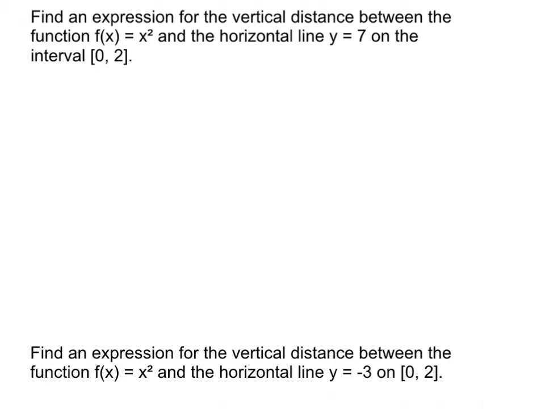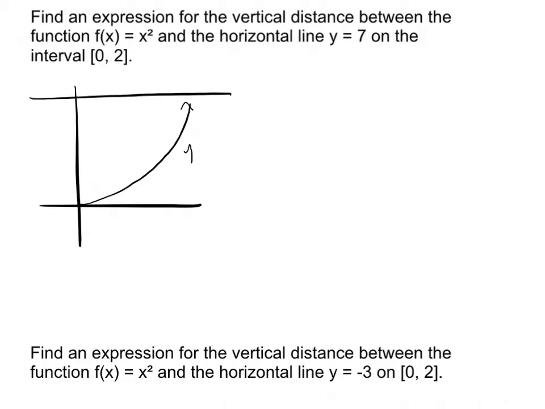My first question says, find an expression for the vertical distance between the function f of x equals x squared and the horizontal line y equals 7 on the interval from 0 to 2. To be honest, the interval from 0 to 2 part isn't really necessary. I'm just letting you know what part of the function I'm looking at. So take the x squared function and the line y equals 7. This is y equals x squared. This is y equals 7. And I'm asking you to find the vertical distance between these two functions.